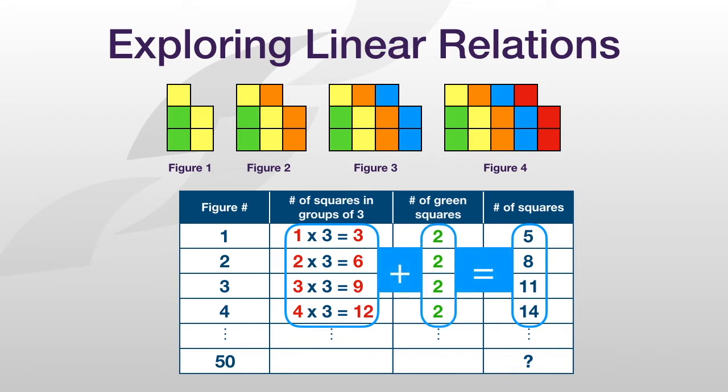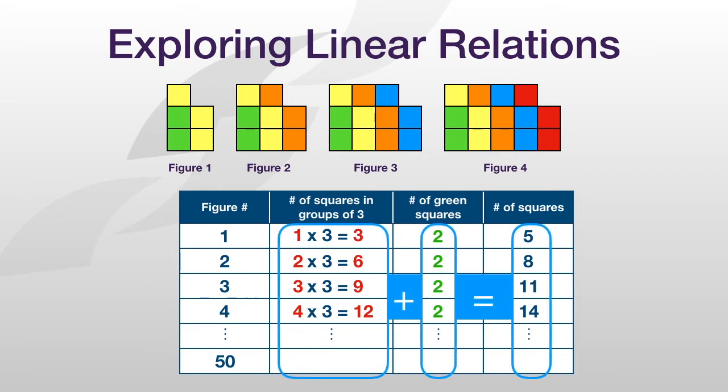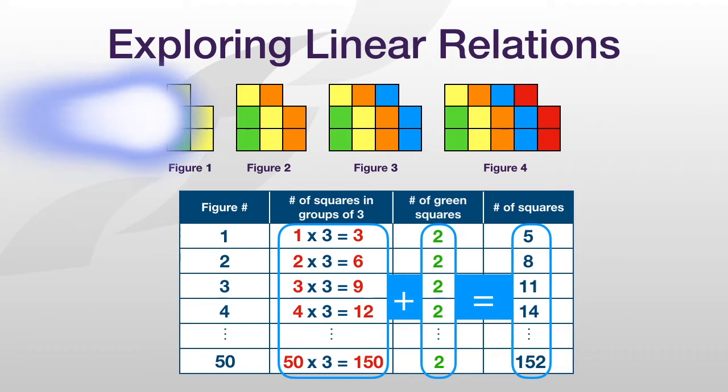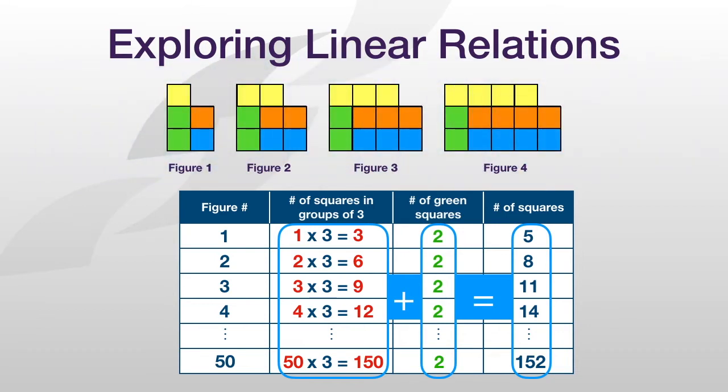We have found the relationship, and we can use the same relationship to determine how many squares are in figure 50. There are 50 groups of 3 for a total of 150. Adding 2 for the green squares gives us a total of 152 squares. Notice that there is another way to see this visual pattern. Rather than groups of 3, we can see 3 groups, and the number in each group is the same as the figure number. Your child should be encouraged to try to see visual patterns in more than one way.